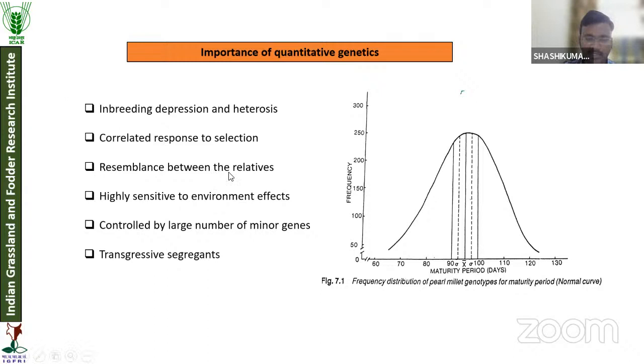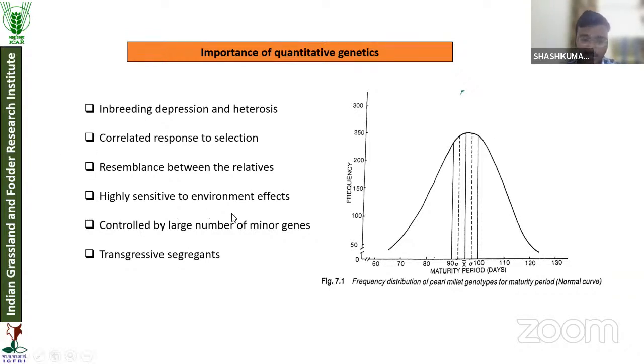Then resemblance between the relatives. So when siblings are developed, when you self it or when you cross it and the progeny is developed, there will be resemblance between the relatives. This is mainly possible because of quantitative genes, traits.